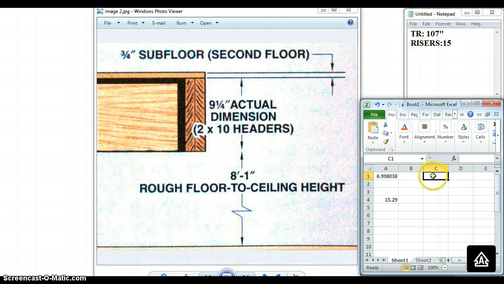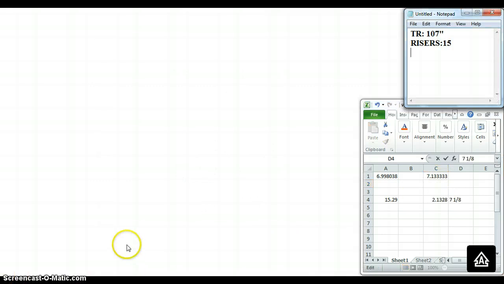Okay, so with 15 risers, now we need to figure out the actual height of each individual riser. And we know the total rise is 107 inches divided by 15 risers. So each riser will be 7.133 inches. Next, we'll need to convert 7.133 into a fraction so it is easier to work with. I'm going to try to work this one out by hand so you can see what I'm doing here.